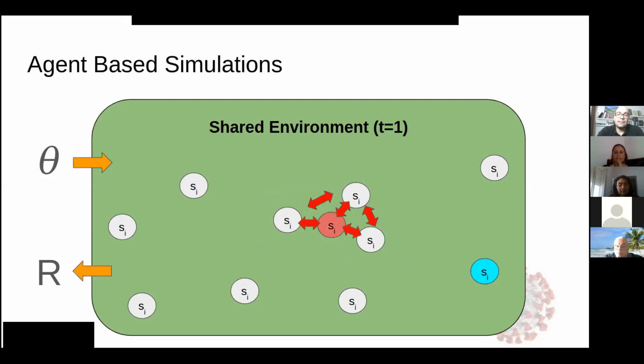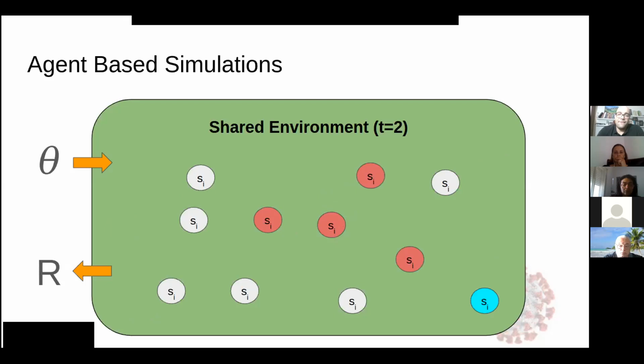We can say that these agents are sharing information. What is shared information? They are sharing viruses, they are sharing money, they are sharing several things. So each one of these agents is in touch, is connected, is in contact with the others. So I can say that this agent in red infected the other agents.